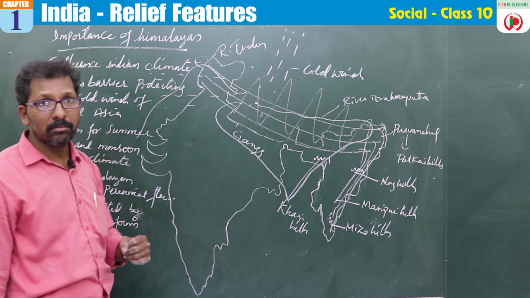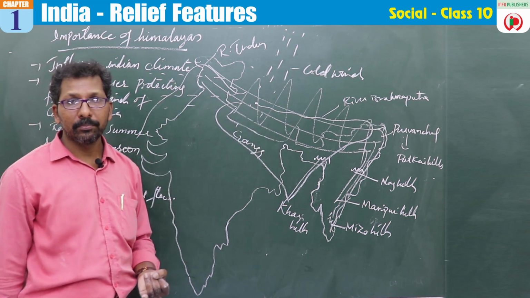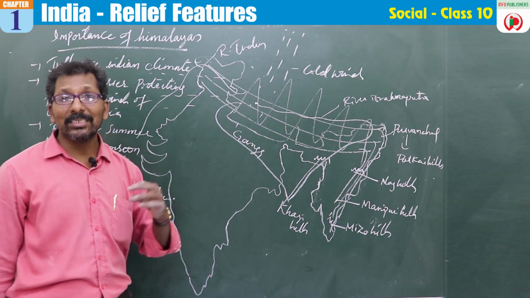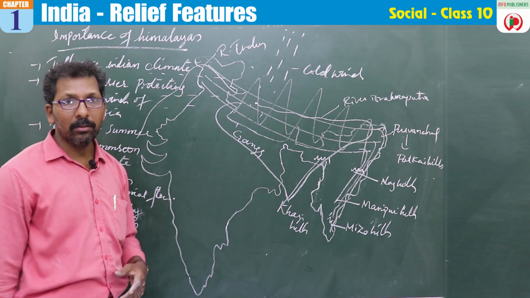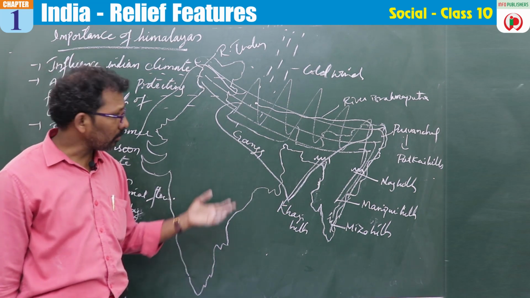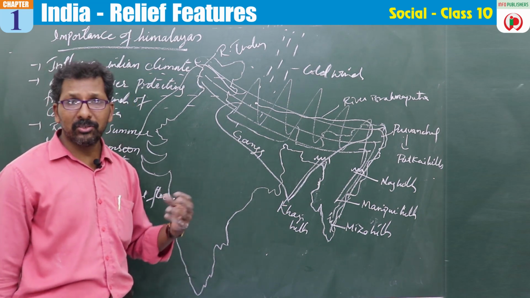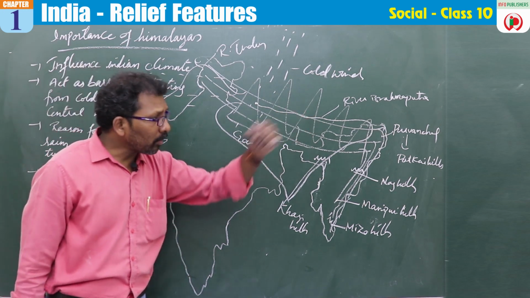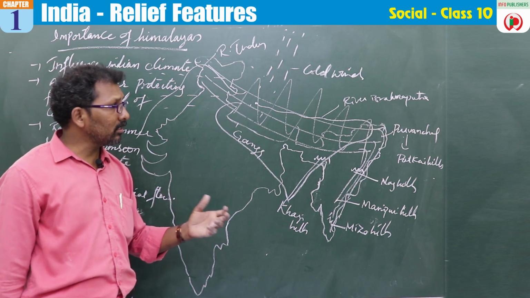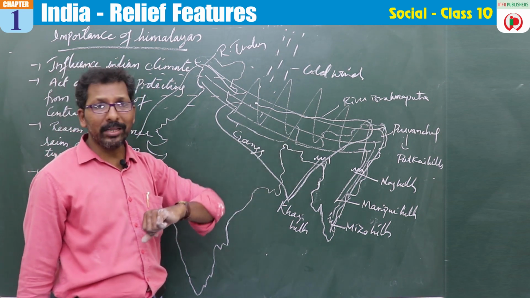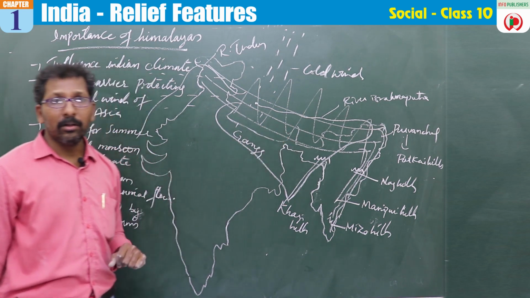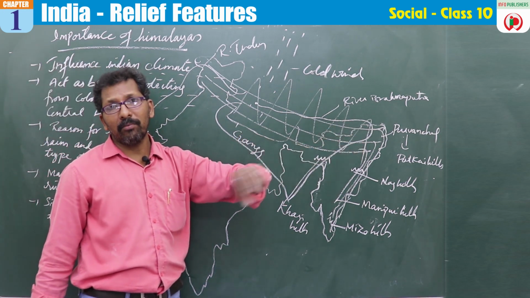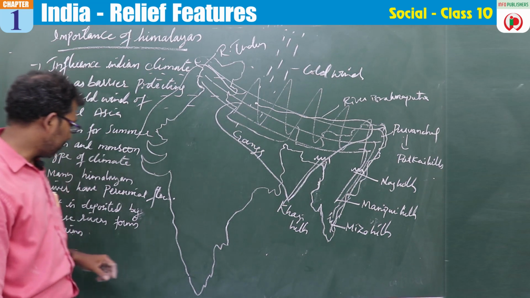For the Indus, Chenab, Jhelum, Ravi, Beas, Satluj. For the Ganga, Teesta is there. Then we have Son, Chambal, Damodar. And for the Brahmaputra also, Dihang is there, Dibang is there. Then we have Lohit. So many perennial rivers and tributaries are flowing from these Himalayan regions.